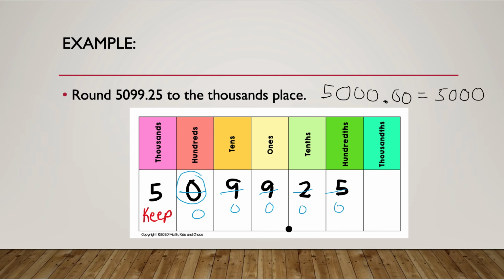All right, so hopefully that helps you a little bit with rounding. Again, the thing to remember is if your number to the right of the keep place is 5 or more, you're going to increase your keep value by 1. If it's less than 5, you're going to leave the keep place as it is.